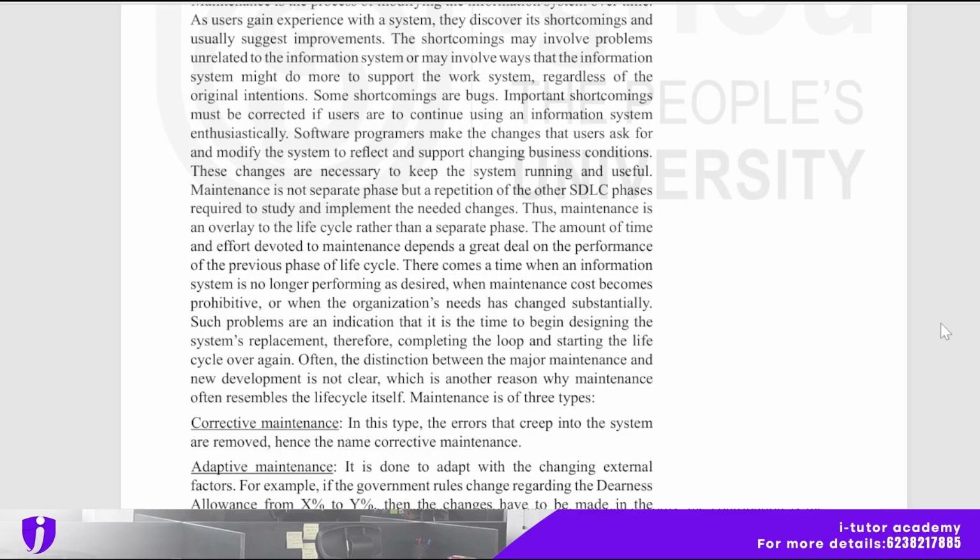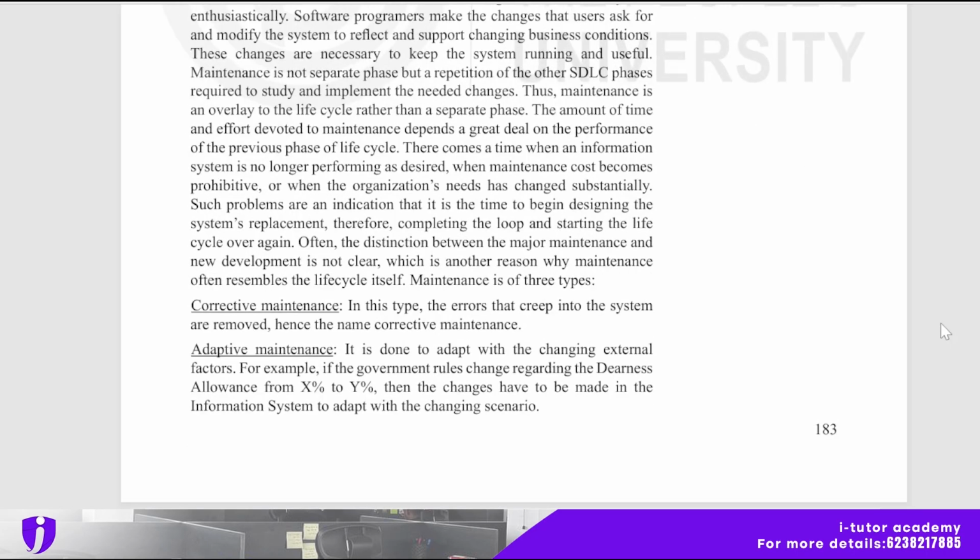And this maintenance is an overlay to the life cycle rather than a separate phase. The amount of time and effort devoted to maintenance depends a great deal on the performance of the previous phases of the life cycle. Often the distinction between major maintenance and cycling over again, and a new development, is not clear, which is another reason why maintenance often resembles the life cycle itself.